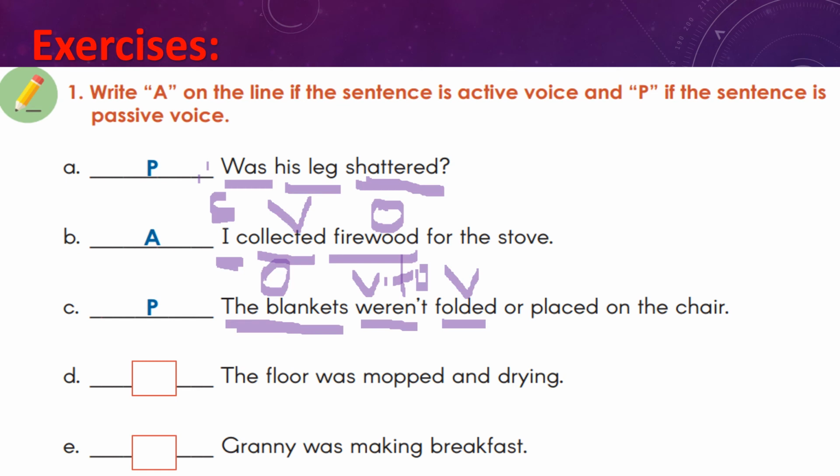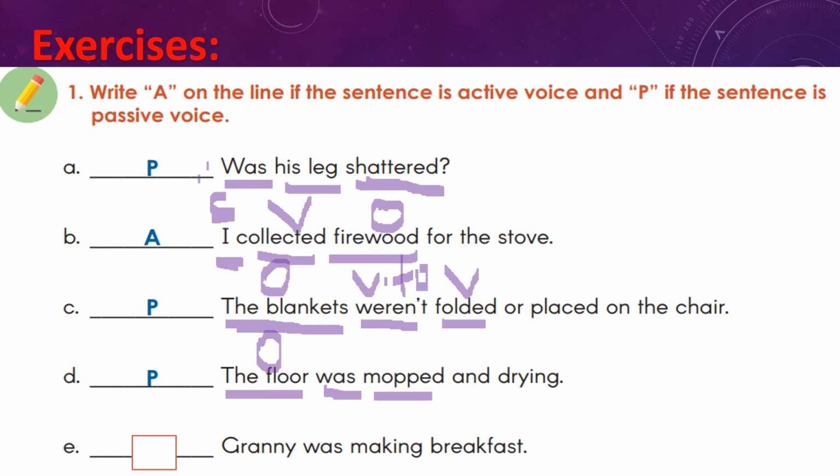Letter D, the floor was mopped and drying. So the floor here, okay, was the floor mopping itself? Of course not. So it's an object. And was is verb to be, and mopped is the main verb, the past participle of the verb mop. So this is a passive voice sentence.